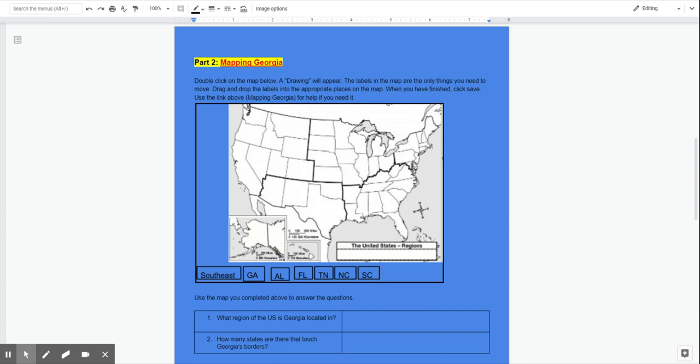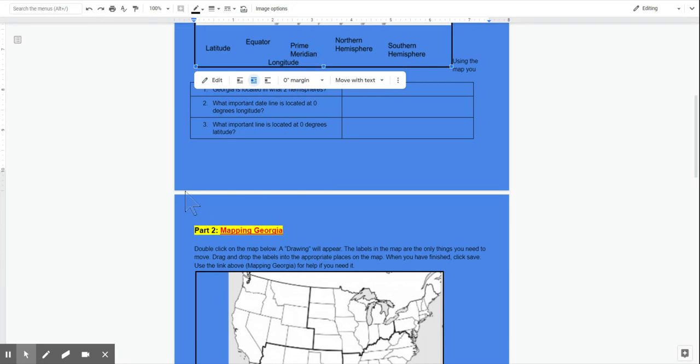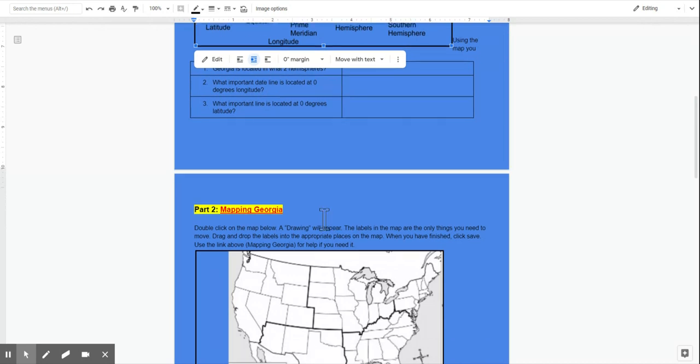All right, people. So part two. Before I get started on part two, let's just scroll back for a second. I didn't tell you one thing. If you notice on your copy, both of these say latitude. So what important date line is located at 0 degrees latitude, and latitude should say longitude. So you're not going to lose any credit for numbers 2 and 3, but just know that. You need to recognize longitude. The equator, which is a line of latitude, is measured by where it's at on the line of longitude, okay?